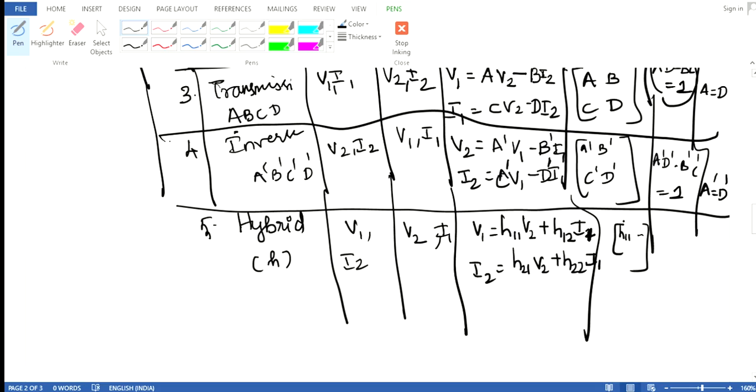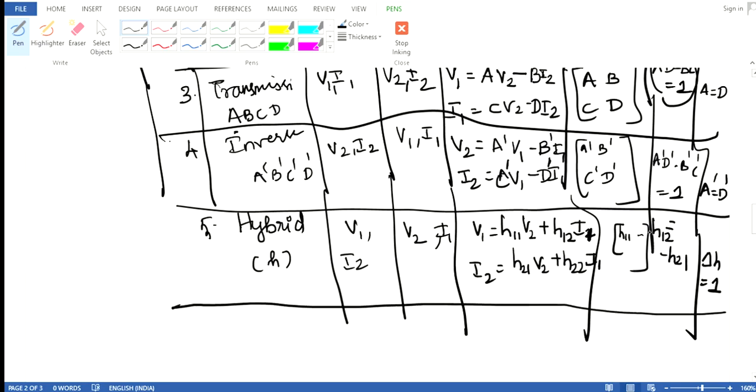It is a little bit different when compared to all others. Reciprocity is H12 equal to minus H21, and here del H will be equal to 1. It is a symmetricity property. That is a little bit difficult to understand because it is easily forgettable, so that's why I am repeatedly insisting H12 will be equal to minus H21.